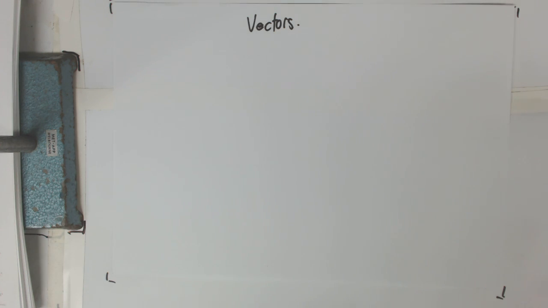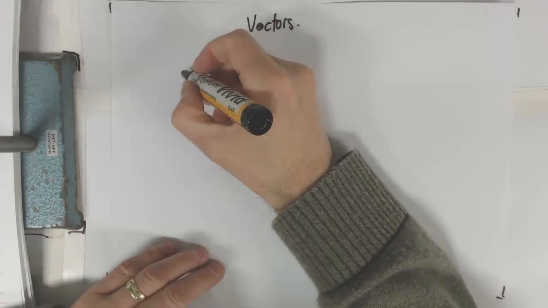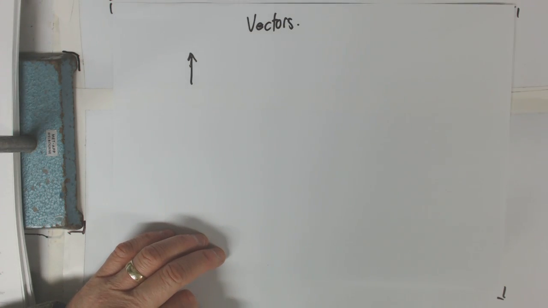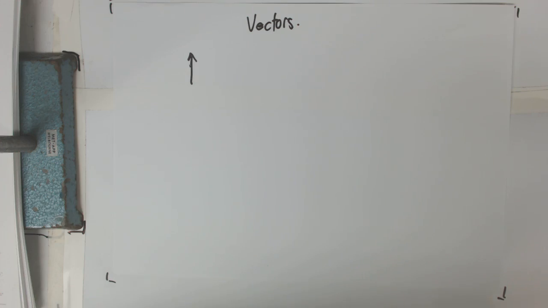Vectors. What I want to look at here is vectors. Now, you had a little look at this in level 1 physics if you did it. Maybe not if you didn't do it. I used to think of vectors as just little arrows. So you might think that's a vector. And it is. It represents a vector.